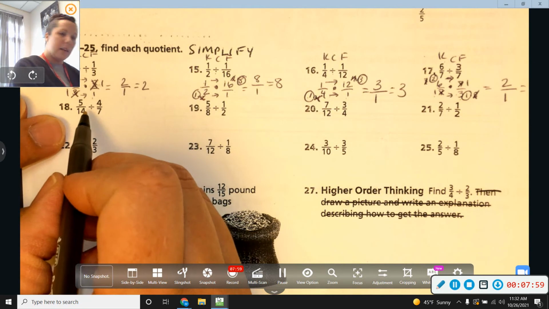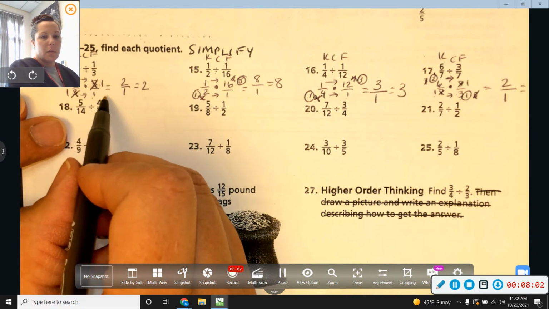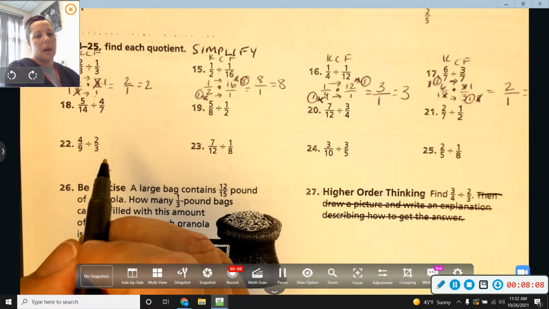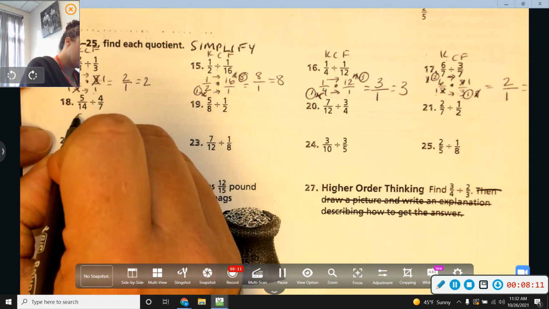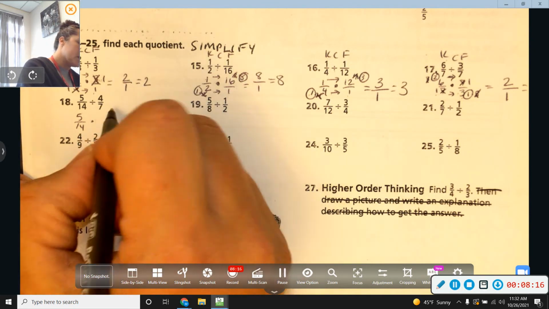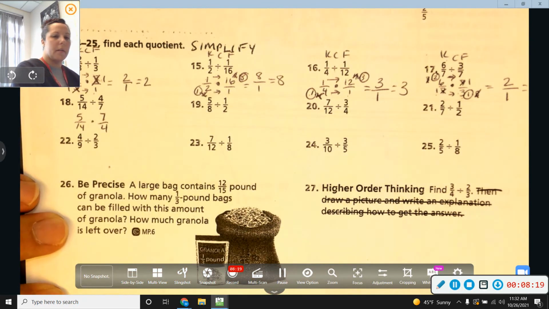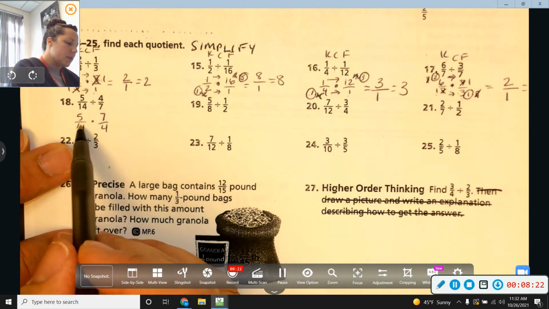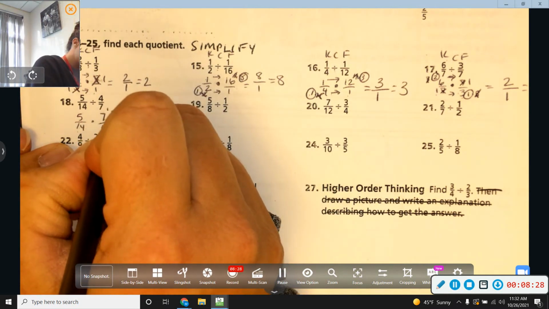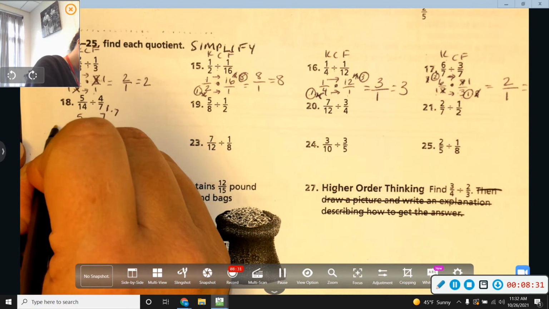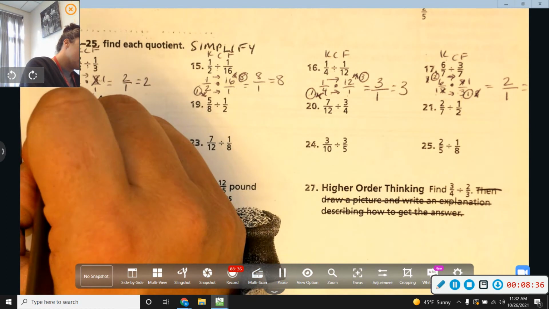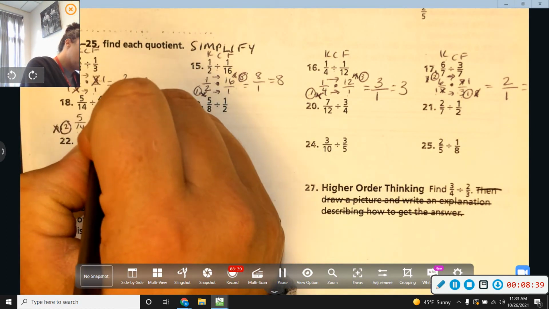So this is keep, change, flip. I don't have enough space to write it up here, but I've got it up here. Keep, change, flip, so you can see it. I keep my 5 over 14. I change to times, and I flip 4/7 to be 7 over 4. The first thing I recognize right away that I can do is 7 and 14. I can divide a 7 out of both. So 1 times 7 is 7, and 7 times 2 is 14. I cross off my 7's because they're alike. I keep my other number.